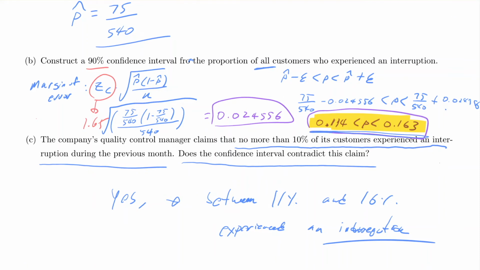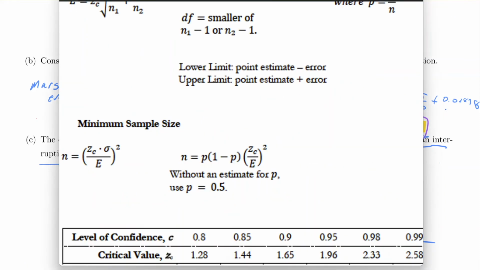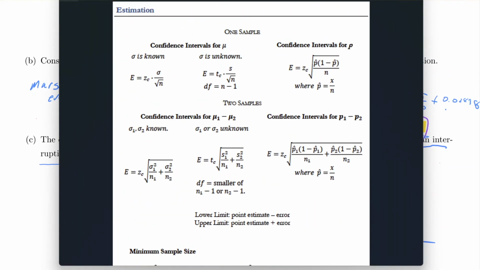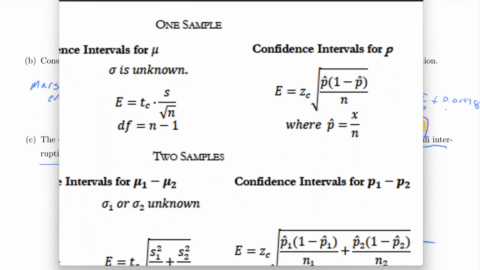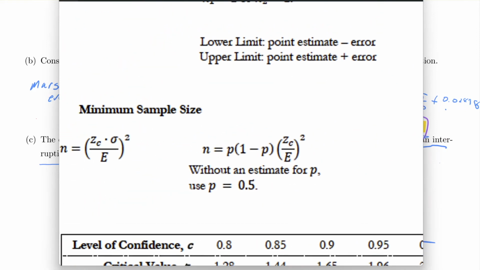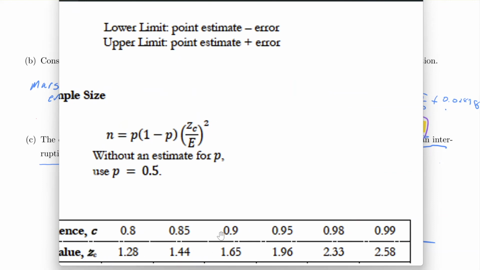So let me go back to the formula. Again, it's very important that you identify what it is that we need to do. We want a confidence interval for a population proportion. How do you estimate a population proportion? We use this formula for margin of error. And for proportion, we do not need to worry about the student t distribution. For proportion, we always use this table for critical value right here, the bottom table.